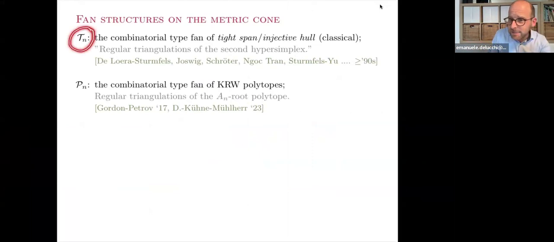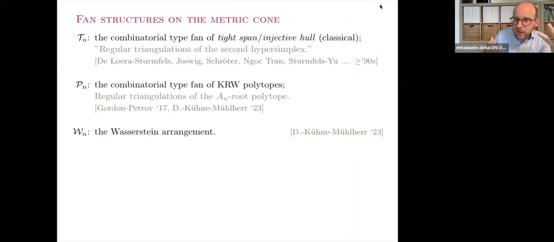Either according to tight span, and that's a well-known thing. I would dare to use the word classical for this, right? It's studied, it's related to the regular triangulations of the second hypersimplex. And then we have this kind of new thing. So first of all, it is a fan. So the strata are always cones, nothing wild happens, okay? And it corresponds to the secondary fan of the root polytope of type A, okay?